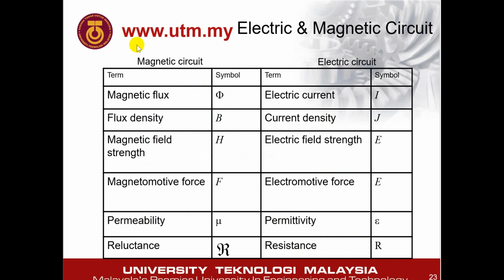This is the comparison between the magnetic circuit and electrical circuit. Magnetic flux is similar to current. Flux density is current density. This one is not mentioned in our syllabus, so you don't need to know this. Magnetic field strength and electrical field strength are also not in the syllabus. Magnetomotive force F is almost the same as electromotive force E, which is basically just a voltage source. Permeability and permittivity: permittivity is for the electrical circuit, permeability is for the magnetic circuit. And lastly, reluctance is similar to resistance. So you can apply Ohm's law in a magnetic circuit.